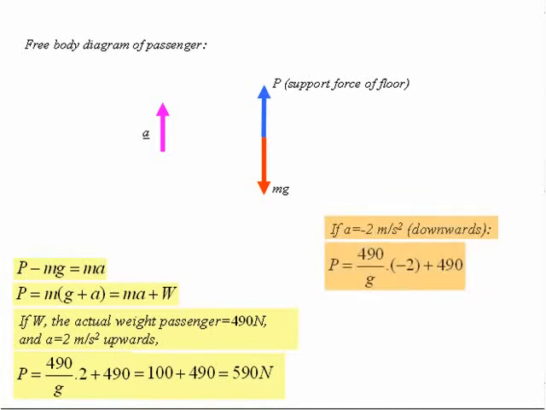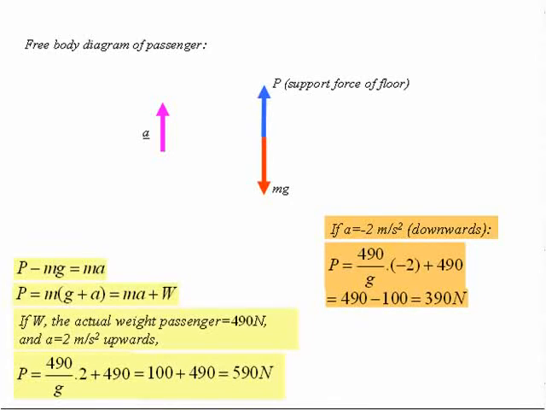If the lift was instead accelerating downwards at 2 meters per second squared, then P would be equal to 490 over g times minus 2 plus 490, which is equal to 390 newtons. In this case, her apparent weight is less than her actual weight.